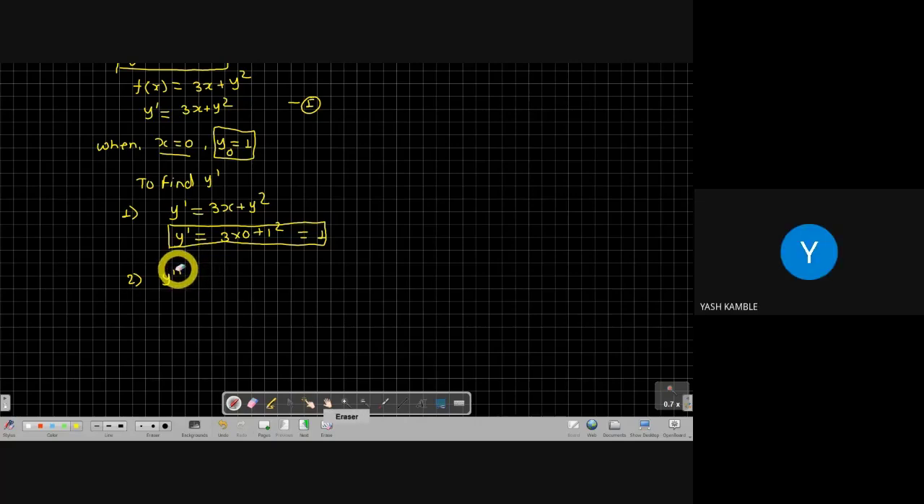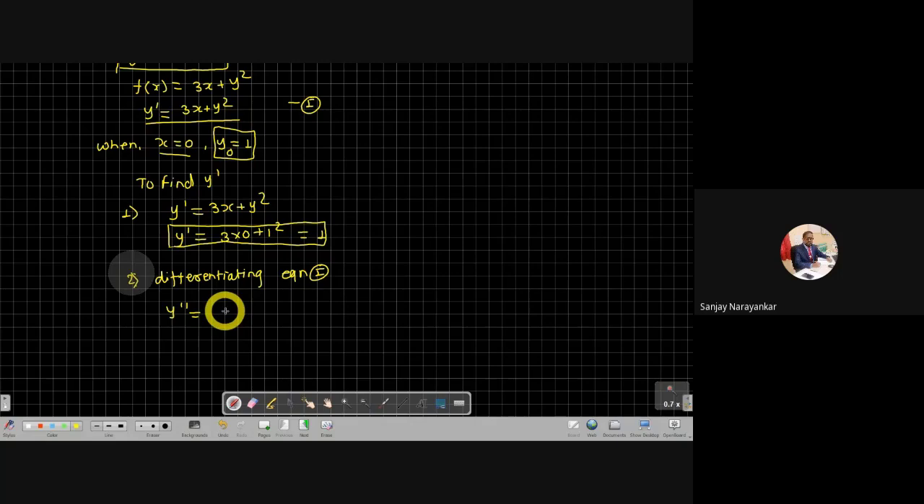Take the derivative of y dash. You have to take the derivative of equation number 1. So we can write here, differentiating equation 1, then what we are getting? Y double dash. So differentiate this equation. What are you getting here? 3 plus 2y y dash. Let us say that this is equation number 2.